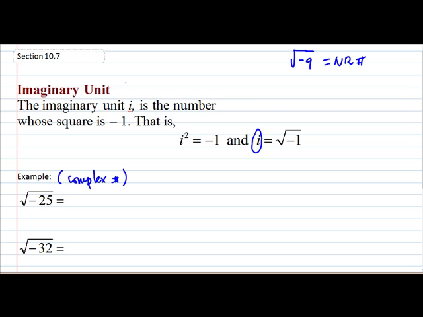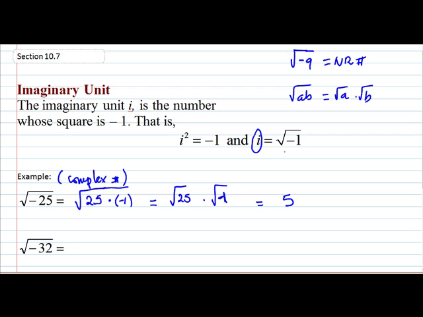So if you want to simplify the square root of minus 25, we can rewrite it as the square root of 25 times minus 1. Now I'm using the rule that the square root of a times b equals the square root of a times the square root of b. So our problem can be rewritten as the square root of 25 times the square root of minus 1. The square root of 25 is 5, and we define the square root of minus 1 as i. So our answer is 5i.